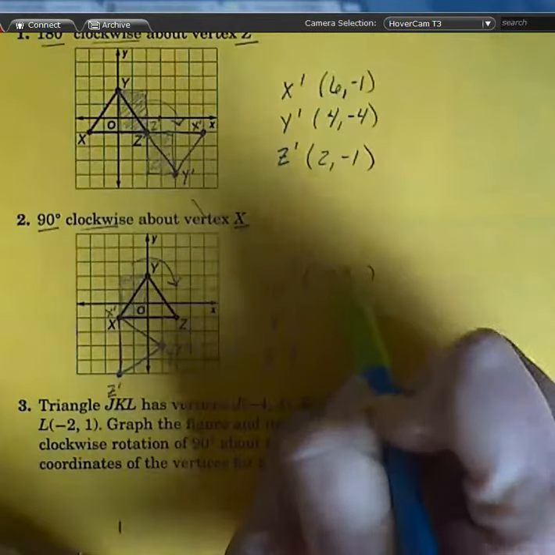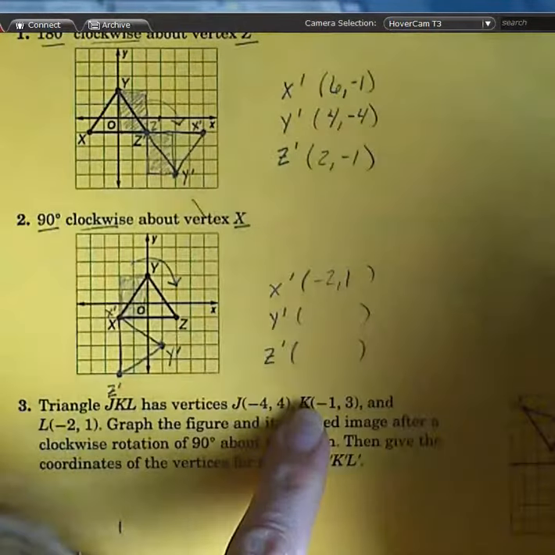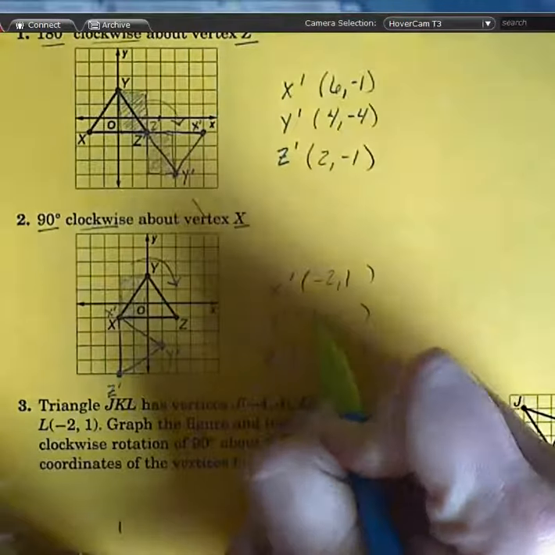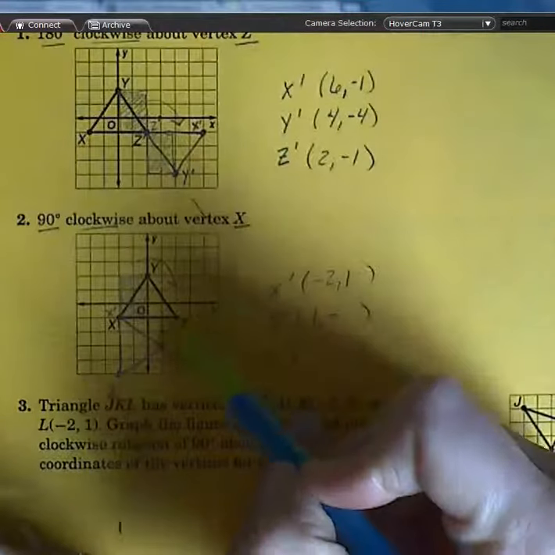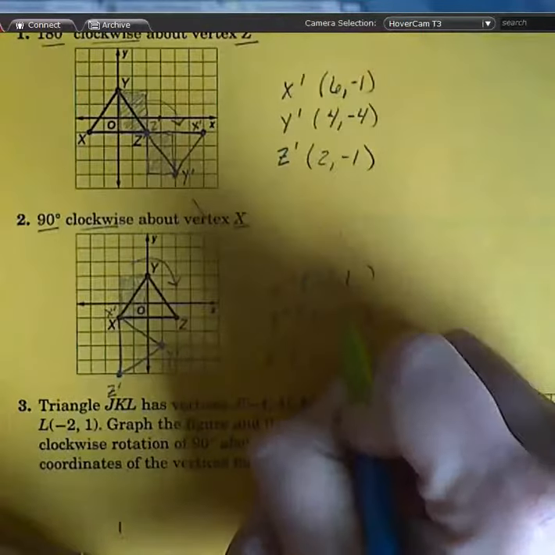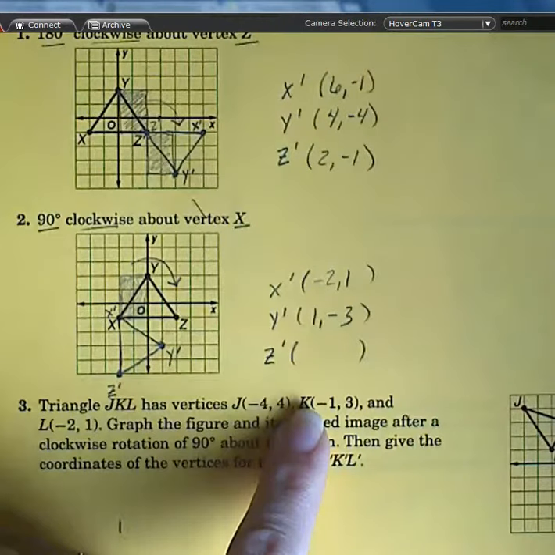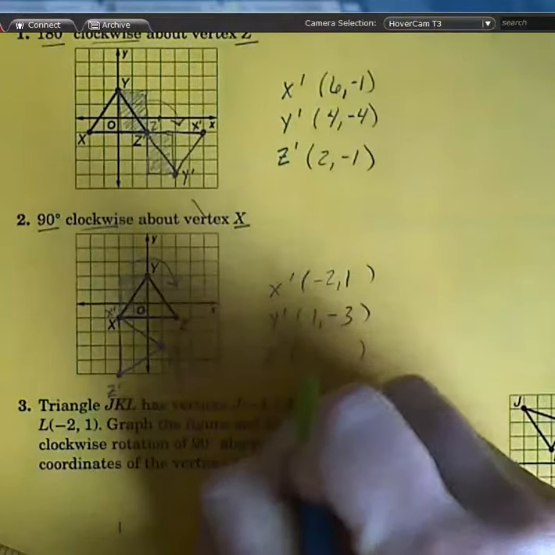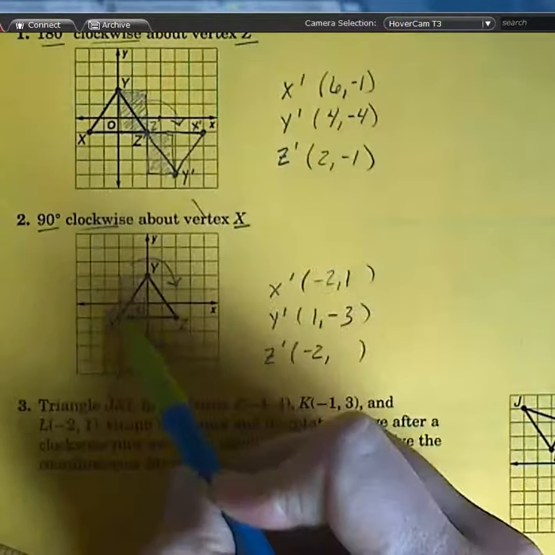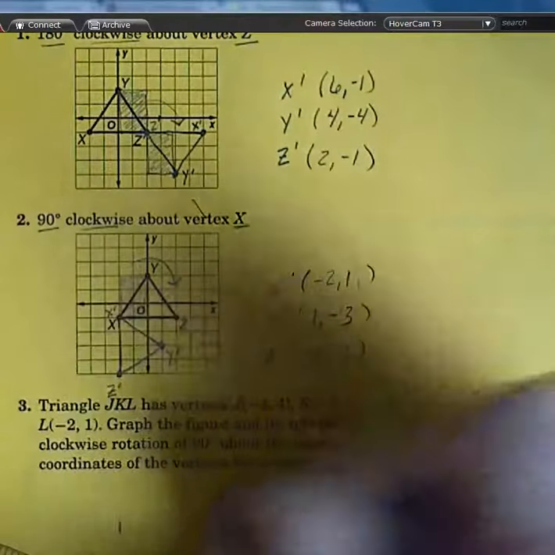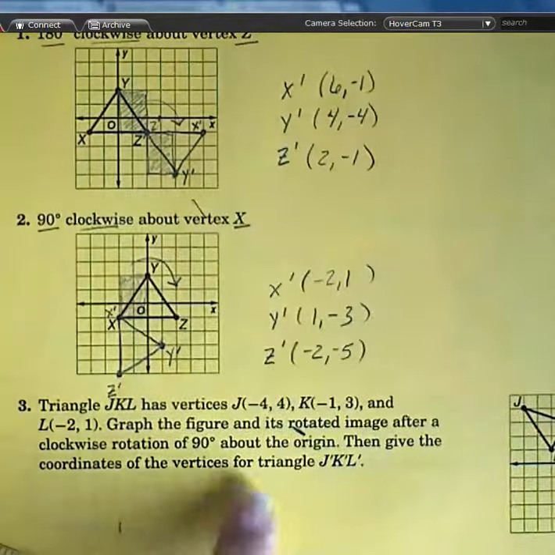(-2, 1). (?, -3). (-2, -5). Check my numbers. Am I right?